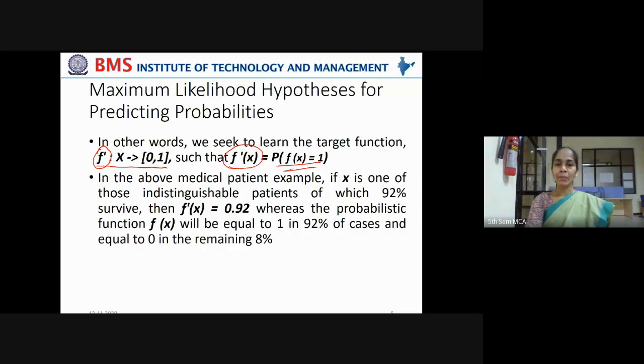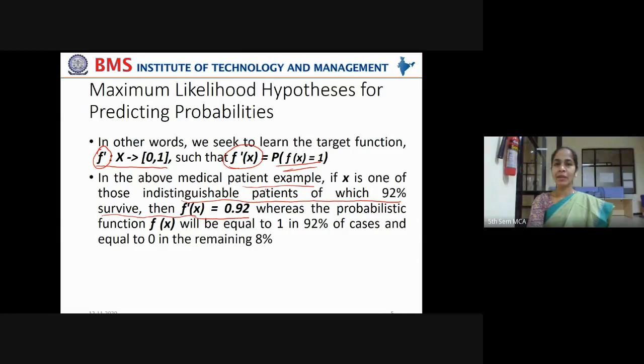In the above medical patient example, if x is one of those indistinguishable patients of which 92% survive, then what is f dash of x? What is the probability? Remember, you're learning a real valued function. If it is a categorical function, you can take it as 1. But if it is a real valued function, there is some probability associated with it. Then f dash of x is equal to 0.92.